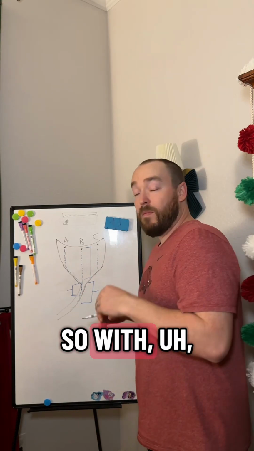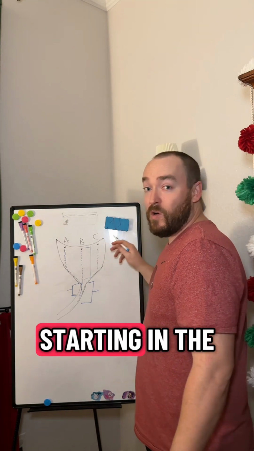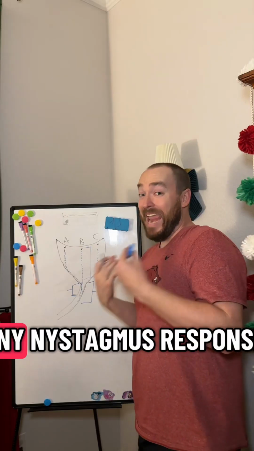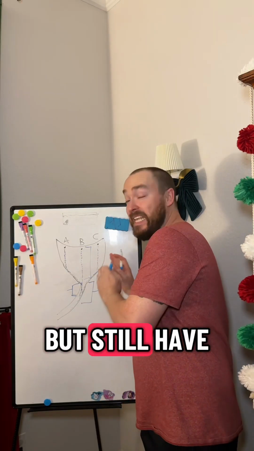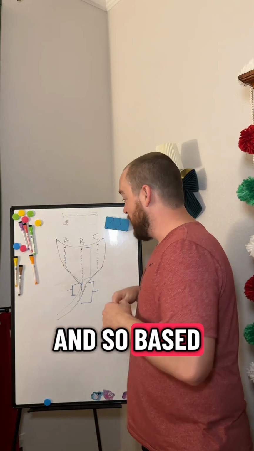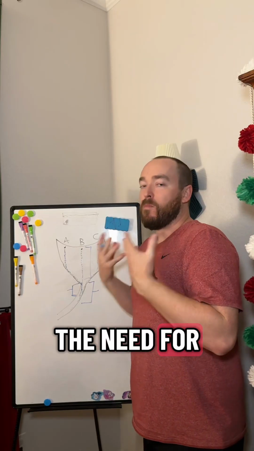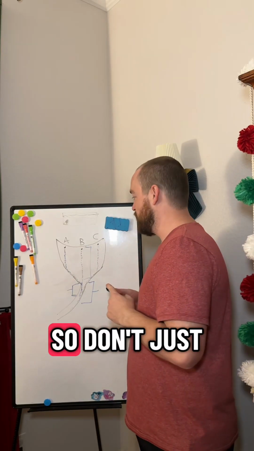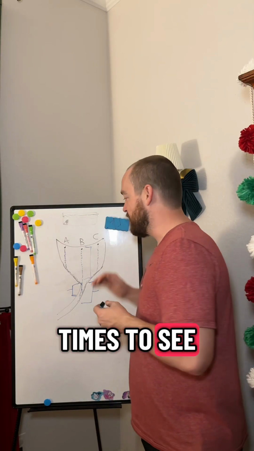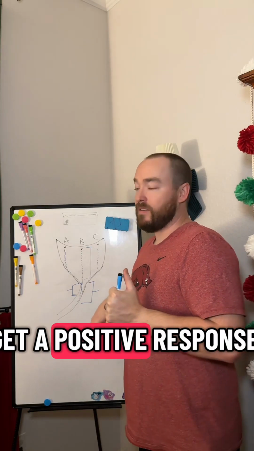So what Squires et al. postulated is that if your sediment is starting in a position similar to where C is, you might not get any nystagmus response, but still have posterior canalithiasis. And so based on that, we should be very, very aware of the need for multiple sets of tests. So don't just test Dix-Hallpike once, test it multiple times to see if you get that sediment moving, if then you get a positive response.